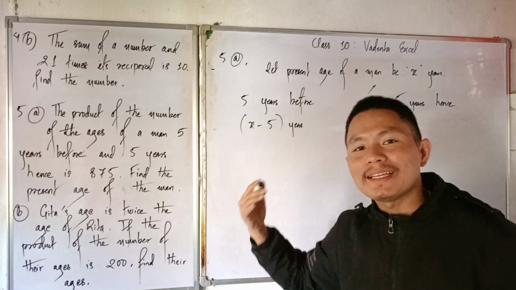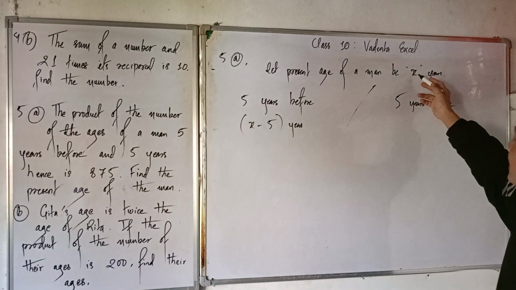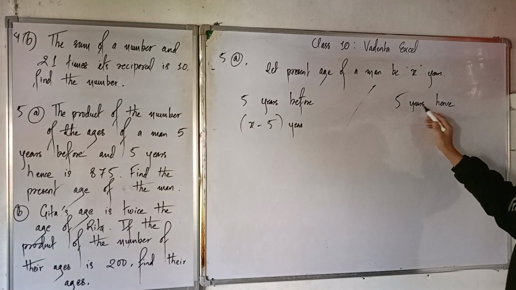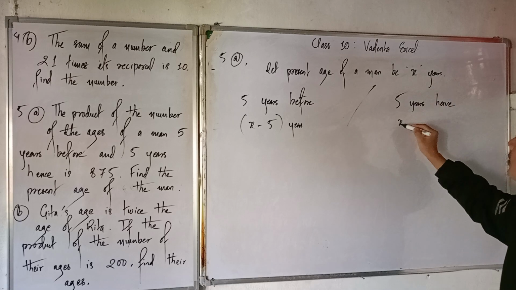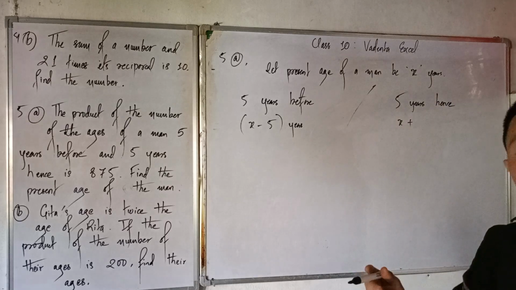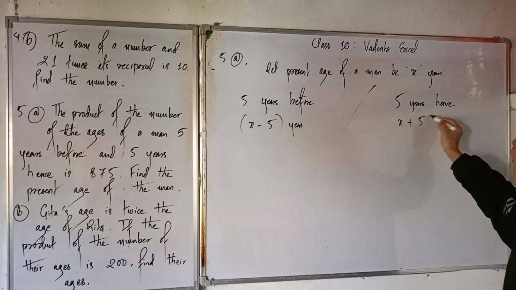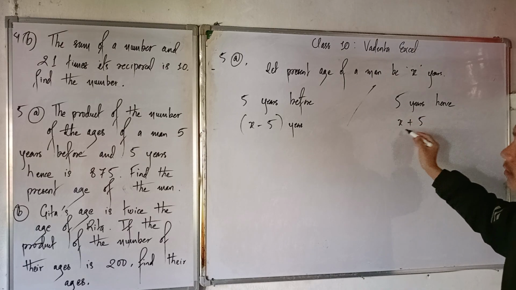And what will be his age 5 years hence? Means after 5 years. So x is the present age. His age after 5 years will be, you have to add 5 to x. Okay.